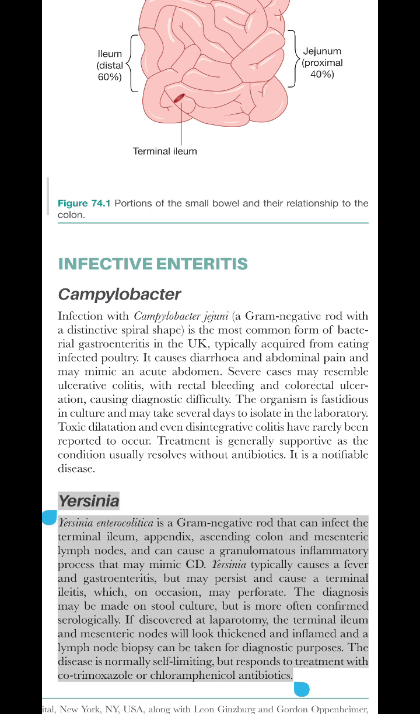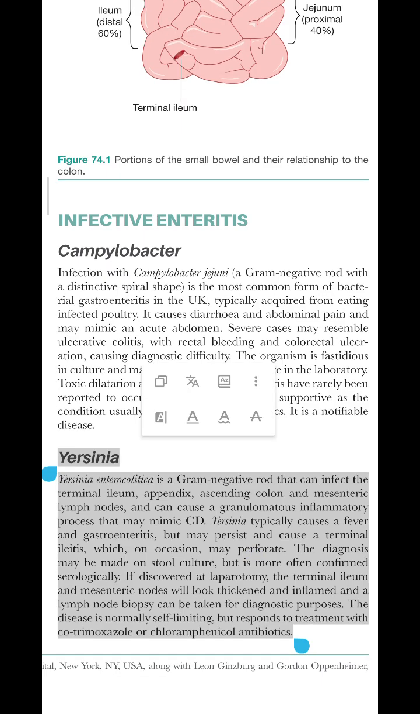If discovered at laparotomy, the terminal ileum and mesenteric nodes will look thickened and inflamed and a lymph node biopsy can be taken for diagnostic purposes. The disease is normally self-limiting, but responds to treatment with cotrimoxazole or chloramphenicol antibiotics.